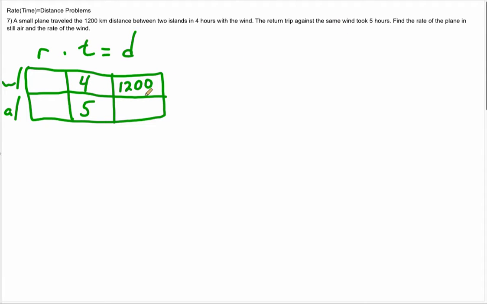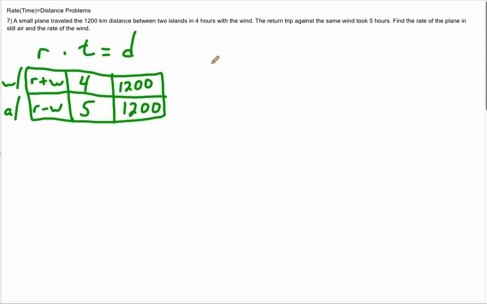We also know since it's a return trip that it's the same distance. So we're just going to put 1,200 here. Now, the rate, because we're talking about wind and the plane speed and everything, with wind, we're going to say R plus W, or you could say P plus W to represent the plane speed. I'm just using R for rate. And then we're going to have rate minus W against the wind.